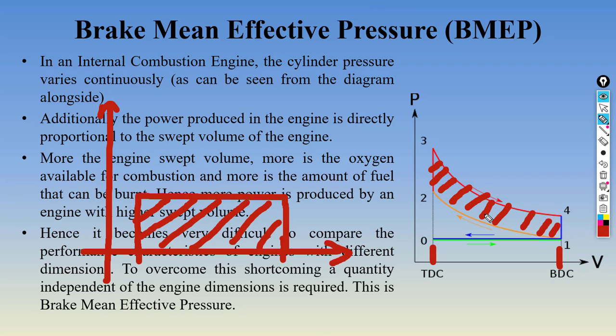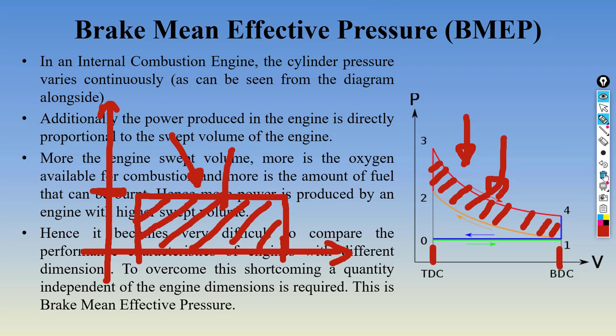So what does that mean? What does the area under this curve mean? Area under the curve means the amount of work done. If the area under this curve and the area under this curve are both equal, what does that mean? It means the work done in both these situations is same. But in this case, the pressure is varying continuously, while in this case, the pressure has been kept constant.